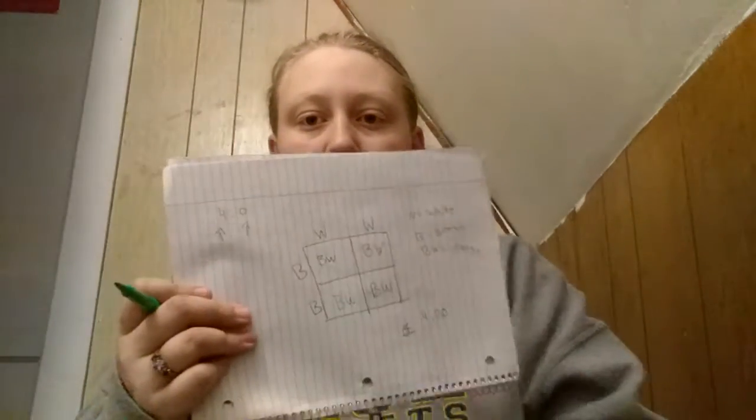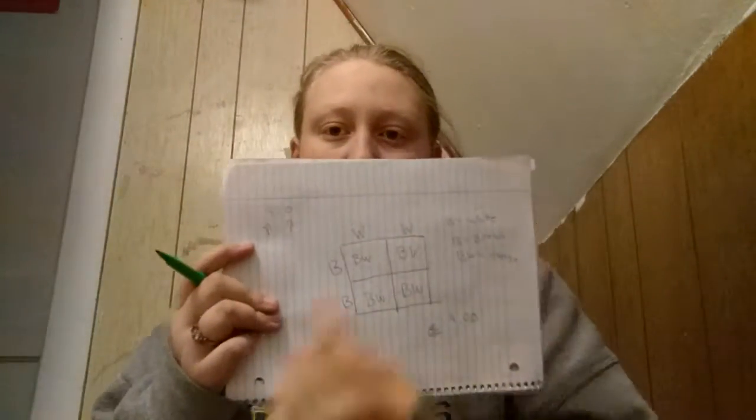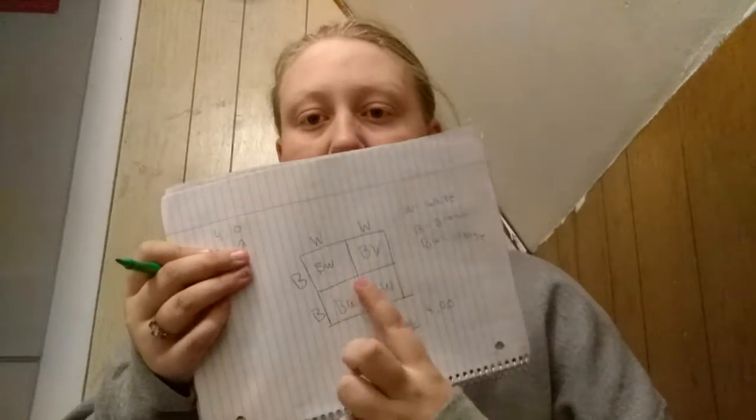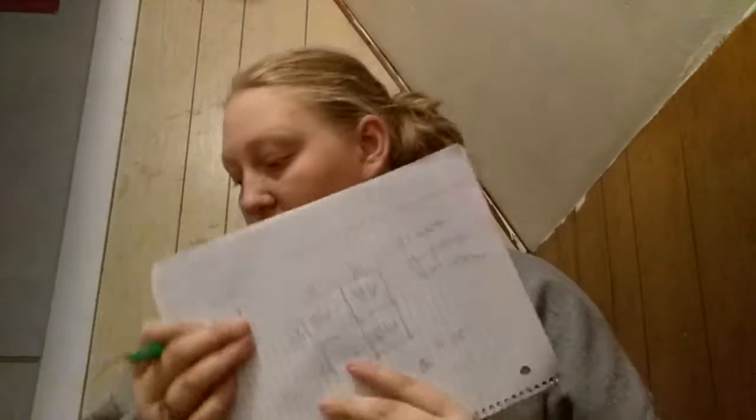Okay, so for phenotype, it's pretty easy. So basically, if you look at it, this is going to be the phenotype ratio. So 4 is the dominant, and 0 is the recessive. So if you look at here, you will see that there are no lowercase letters.